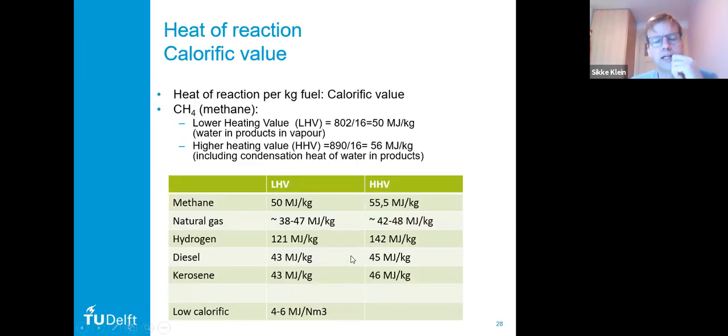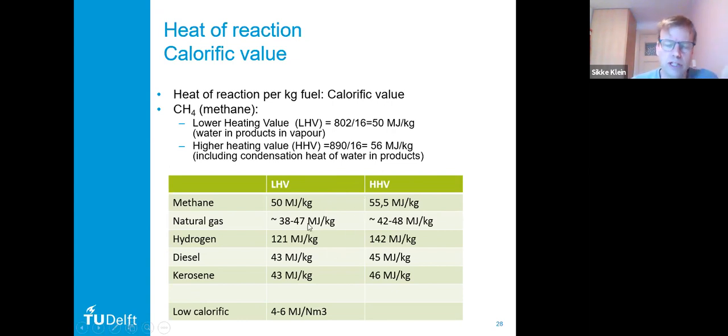Do that here. So for methane, we just take the 802 divided by the 16, the mole mass of CH4 we just had, and we end up with 50. And we do the same for the higher heating value, and we come to 56. Around 55.5 in reality. So if you look at methane, the heating value is 50 to 55. It's about a 10% difference between the lower and the higher heating value.